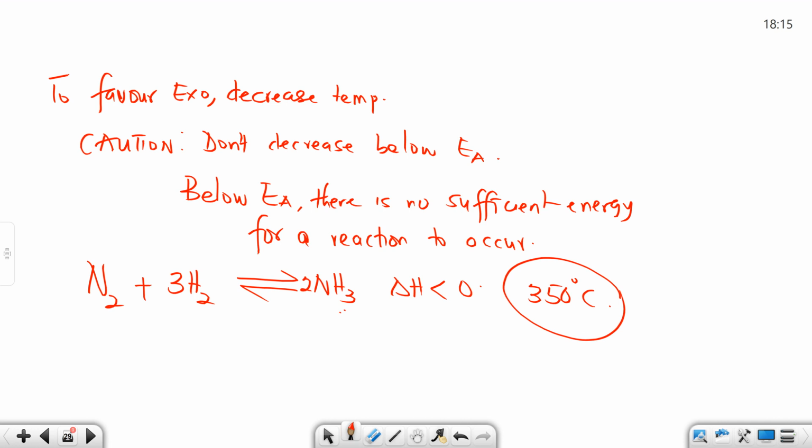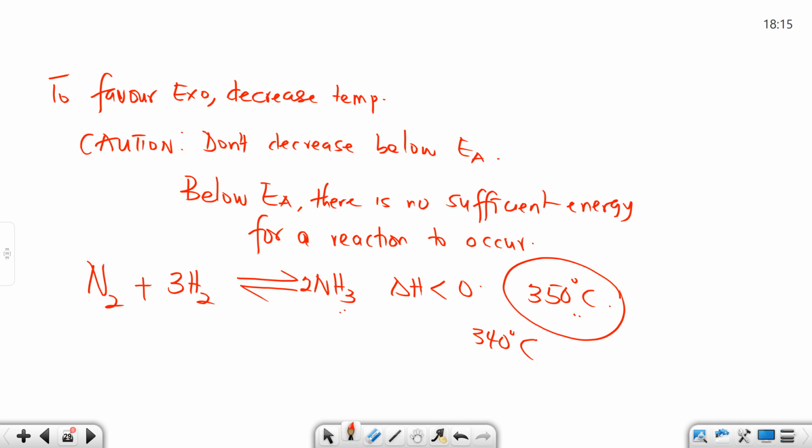Temperature. That's too vague, though. You decrease temperature. So you decrease, but it must not be below what? 350. Once you go to 340, these particles will not have enough kinetic energy for collision. When will a reaction take place? When particles collide.